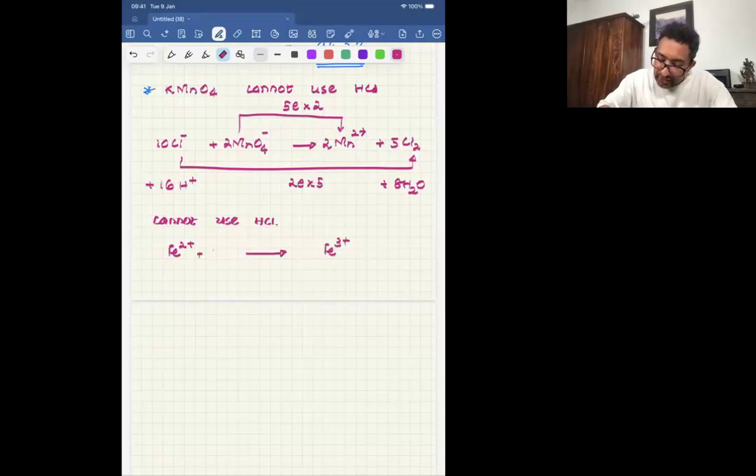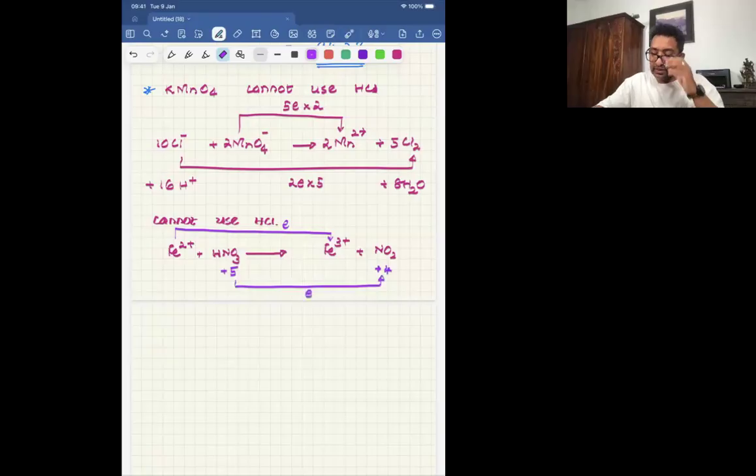And HNO3 turns into nitrogen dioxide, NO2. If you want, you can balance the reaction. If you use nitric acid, Fe+2 turns into Fe+3. For the balance: +2 to +3 is 1 electron. This is +5, this is +4, so it will reduce by 1 electron, right?